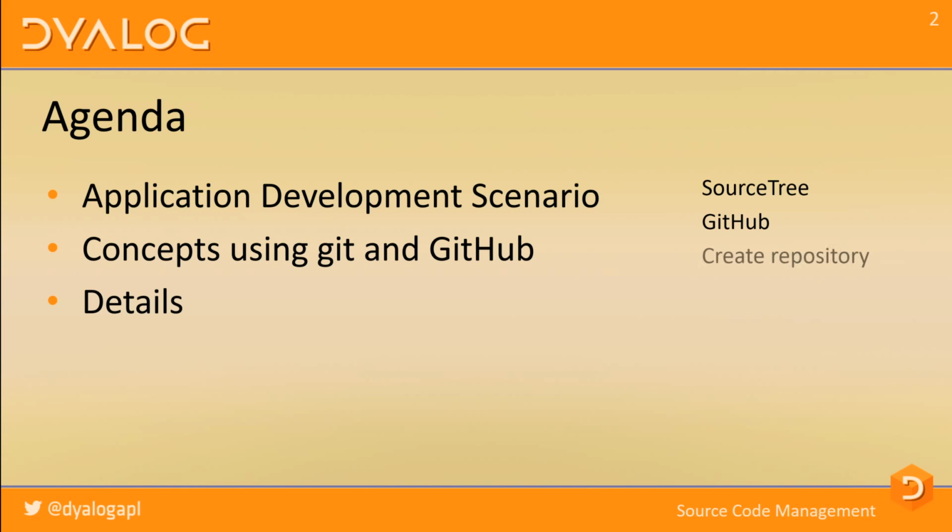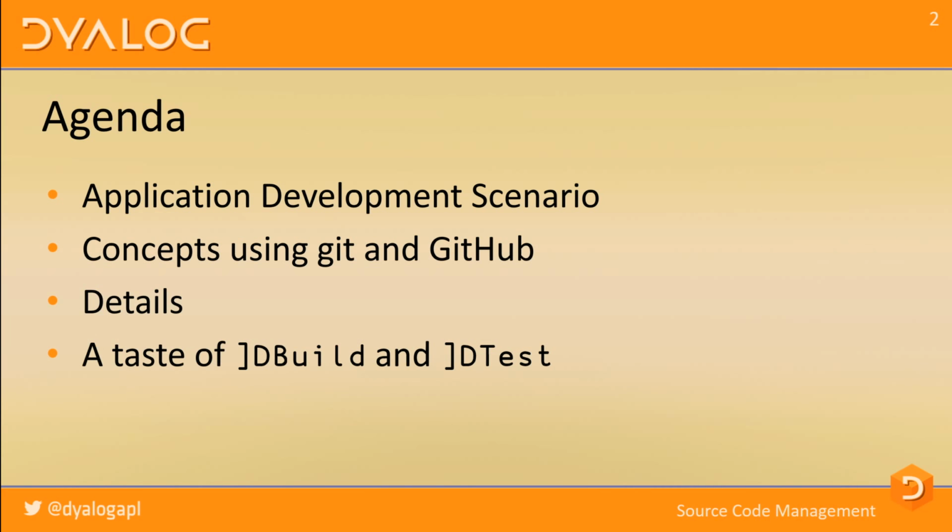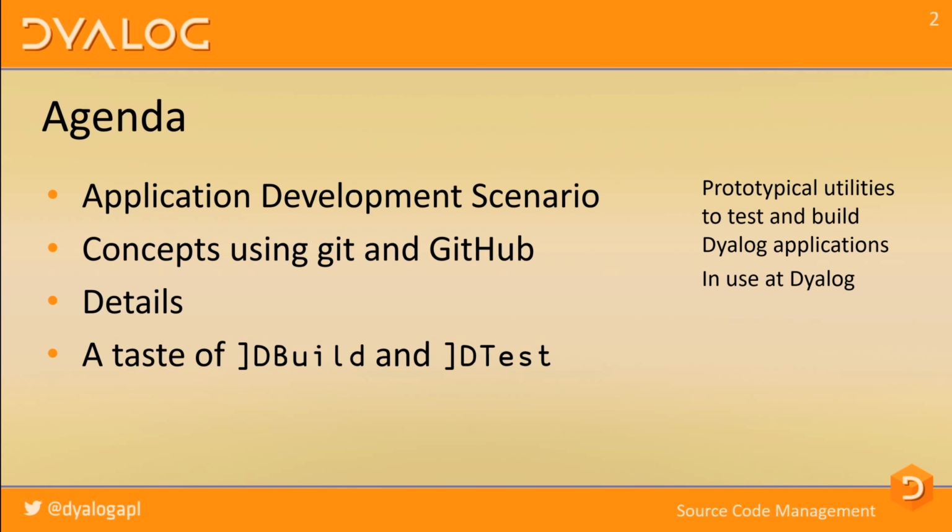We're going to go into more detail on GitHub. We're going to actually create a repository. Morten's going to introduce a user command called snap to convert a workspace into a set of files that can be stored in a repository. And then finally, we're going to give you a taste of two user commands that we've developed to build and test Dyalog applications. Those two, DBuild and DTest, have already been in use for a while at Dyalog, and we're using them to produce some of the tools that get shipped with the product.